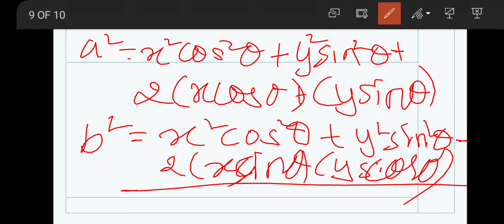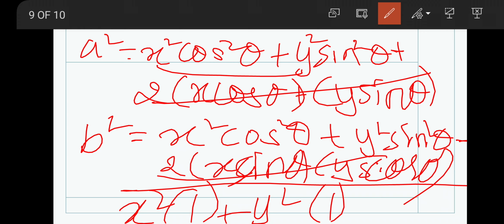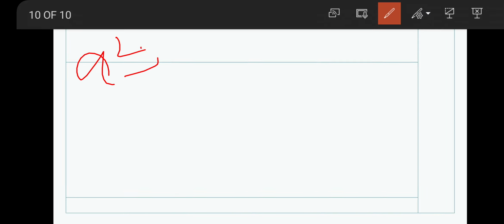Now, as I want to add those equations, plus 2ab and minus 2ab cancel. So we get x square into cos square theta plus sin square theta equals 1, plus y square into sin square theta plus cos square theta equals 1. So 1 into 1 equals 1. So x square plus y square equals, that means can I write it as a square plus b square?